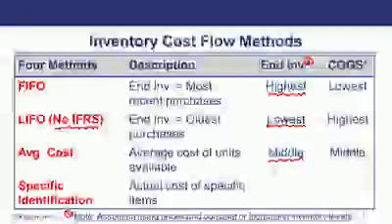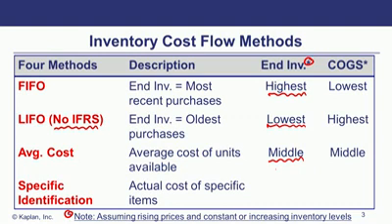Specific ID, this is typically used for very high value items. Let's imagine I'm a diamond merchant. Now, towards the year end, I've got 5 diamonds left in my ending inventory, let's say. Now, I'm not going to use the average price I bought diamonds at in the year, or I'm not going to use the price that I bought the last diamonds for in the year. I want to attach the actual price I paid for each of these 5 diamonds. And that's what we're doing with specific ID.